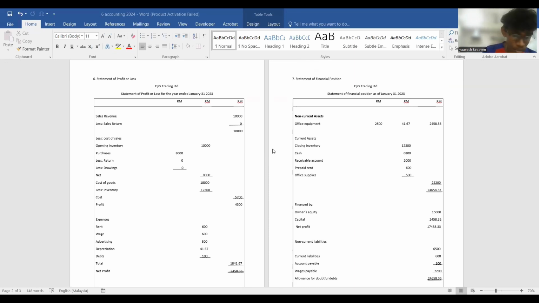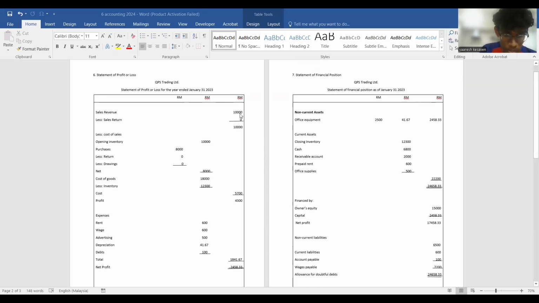And then, as we can see, there are also the purchases, which is 8,000, and the cost of goods, which are 18,000. Then the inventory over here should be deducted, which is 12,300, and the amount is 5,700. So from the 10,000, we will be deducting 5,700 from it.